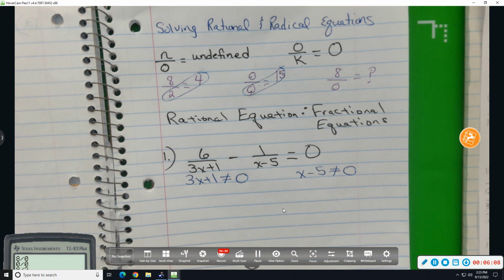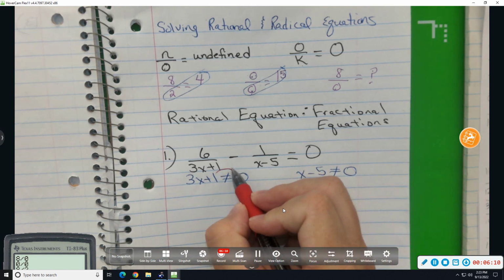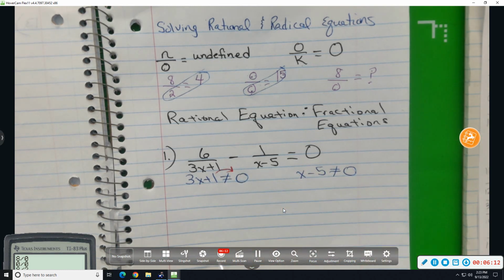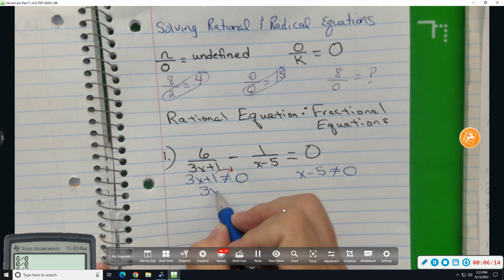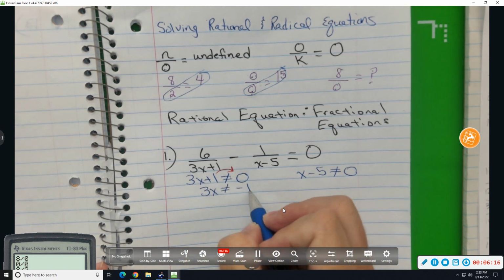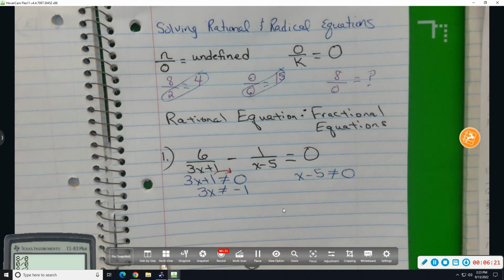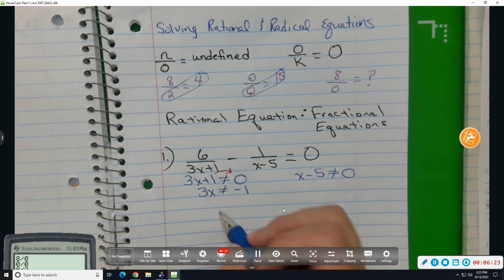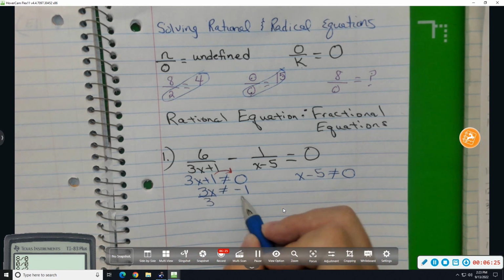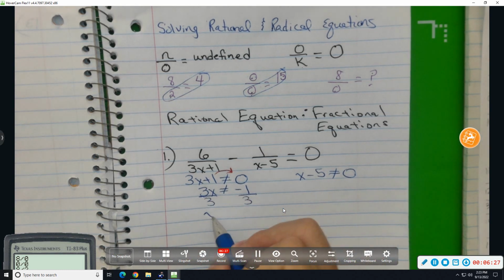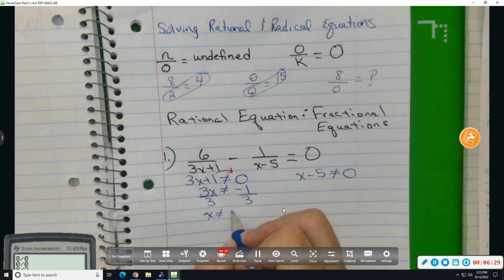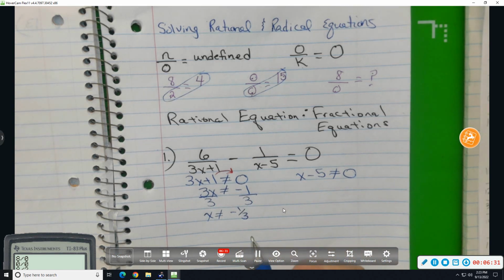Minus the 1. We're moving the 1 over. So we get 3x cannot equal negative 1. And then to get rid of that 3, we divide by 3, to give us x cannot equal negative 1/3. So there's one of the numbers that x could not possibly be.